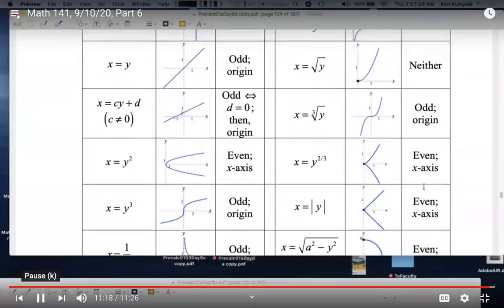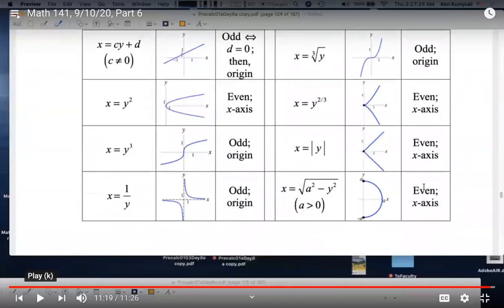Okay, so any questions about x as a function of y? Be able to graph things like x equals y squared, for example, understand basic translations, and reflection about the y-axis in particular. Even functions will be symmetric about the x-axis this time.